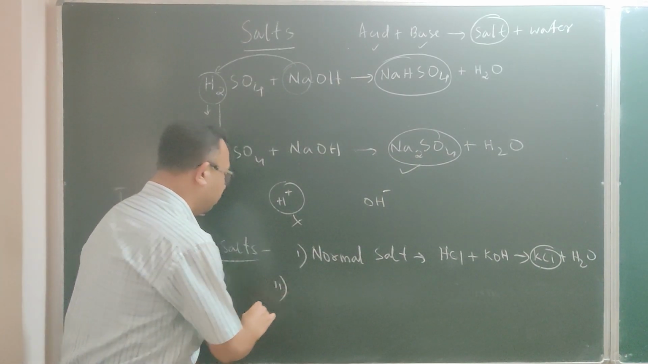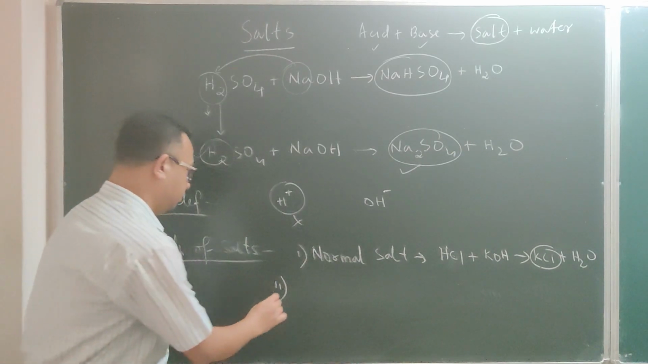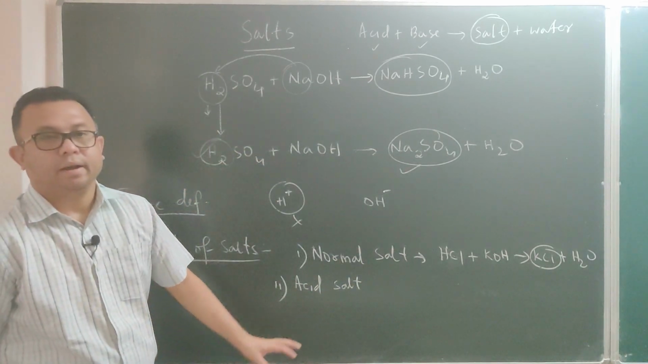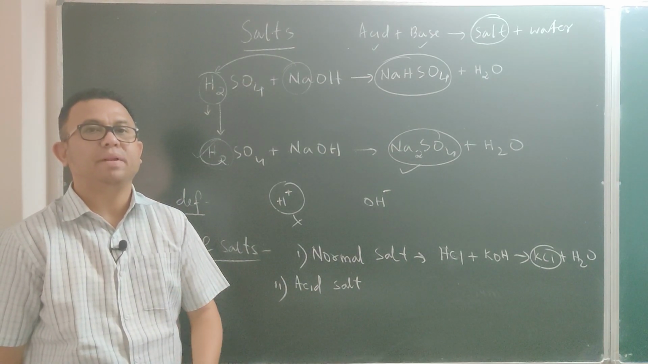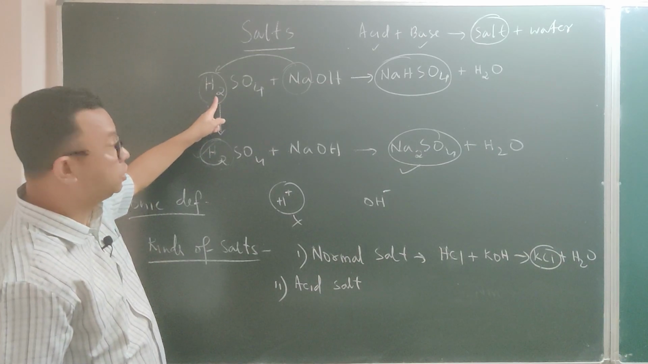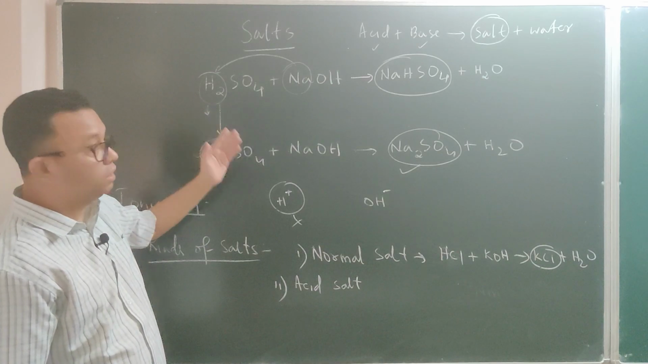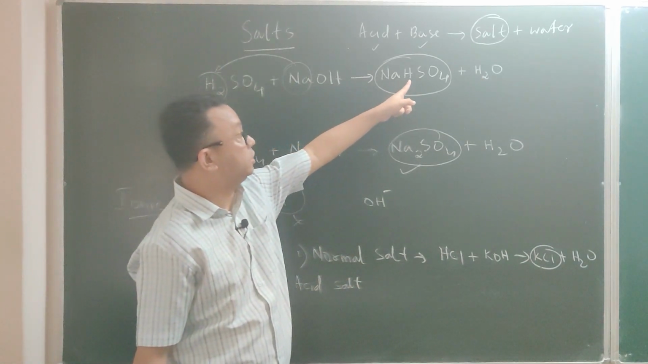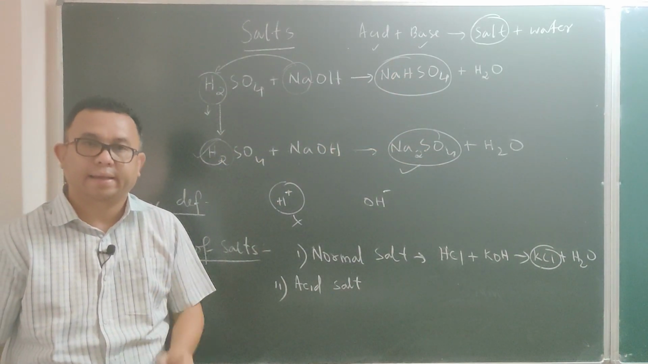Then going on to the second kind of salt, which is here, let's call it as acid salt. What is an acid salt? Acid salts are those salts which are formed by partial replacement of hydrogen ion. Two hydrogen were there, so out of 2 hydrogen only 1 hydrogen is replaced. Out of 3 hydrogen maybe only 1 hydrogen will replace, or maybe 2 hydrogen will be replaced, but there will be still some hydrogen left in the salt. Such kind of salt is what is called acid salt.